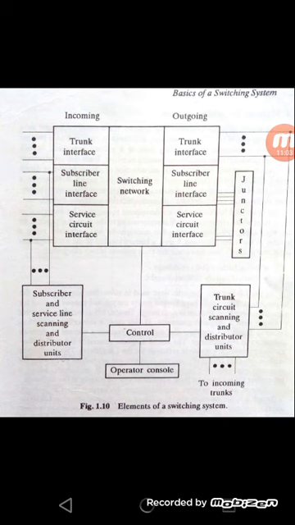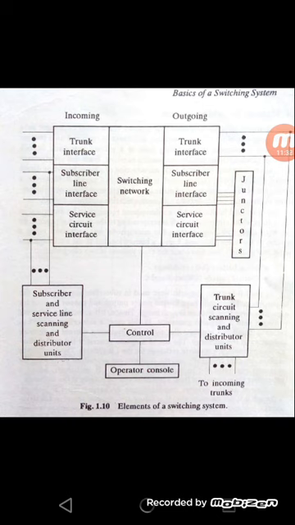Next one is operator console. Operator console permits interaction with the switching system for maintenance and administrative purposes.